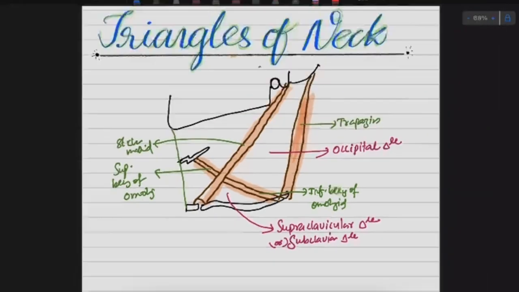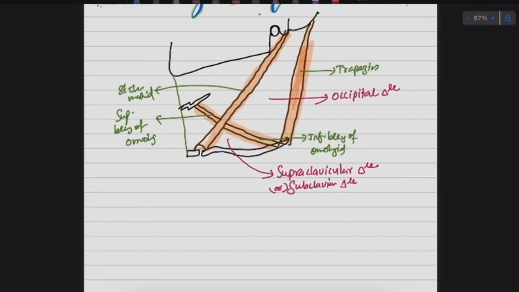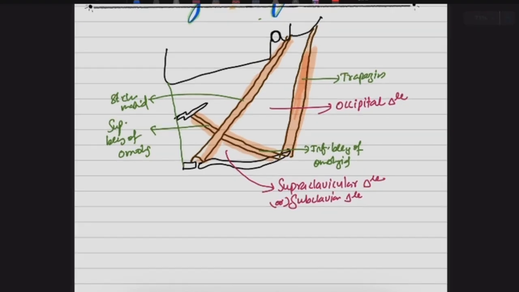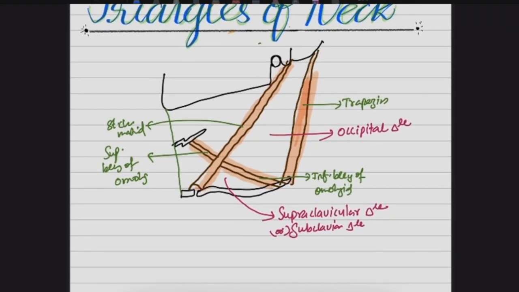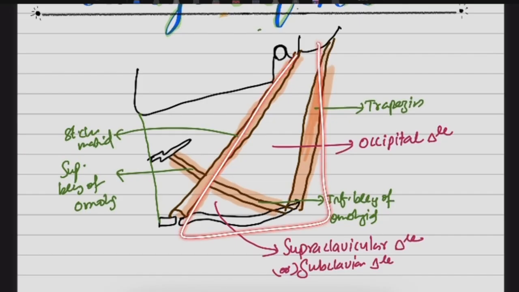Okay, I hope you guys are clear. So this is about the small orientation of the posterior triangle. Now I think you guys can clearly appreciate the boundaries of the occipital triangle as well as the boundaries of the supraclavicular triangle. Again, the boundaries of the posterior triangle also.